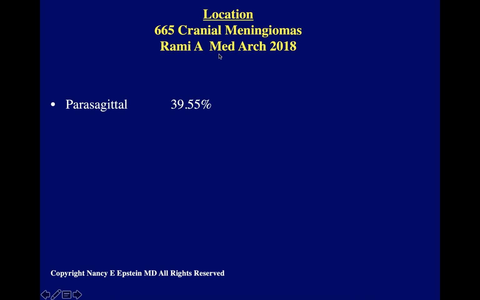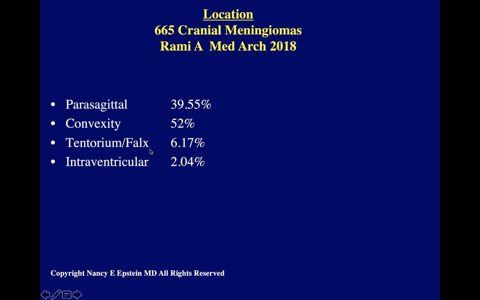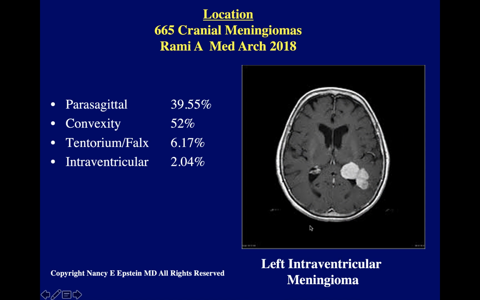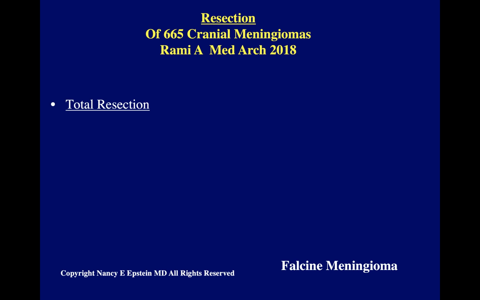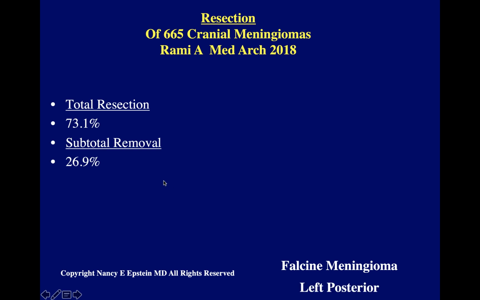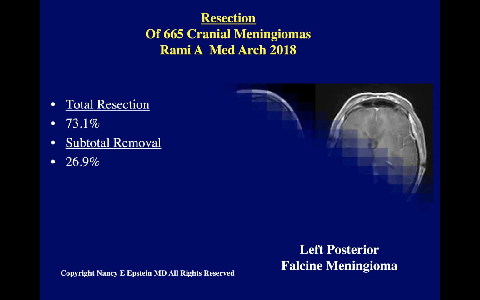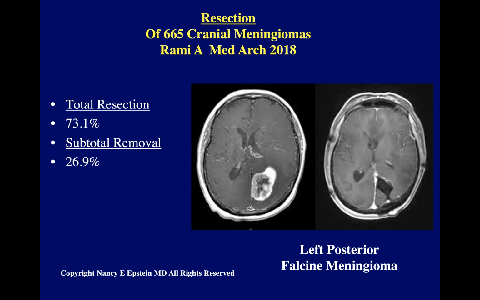The location for these 665 cranial meningiomas: parasagittal, convexity, tentorial, and interventricular. Those were the majority of cases. Here's your left interventricular meningioma seen on a classical T1 enhanced axial MR image. Resection for these 665 meningiomas: gross total resection 73.1%, subtotal removals in about 26.9%. And here's an example of a left posterior falcine meningioma status post resection. So here's the pre-op and here's the post-op image.